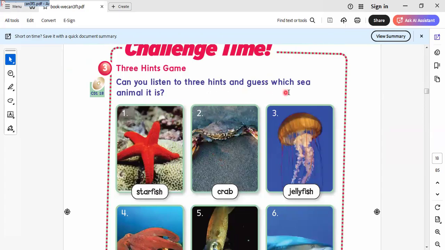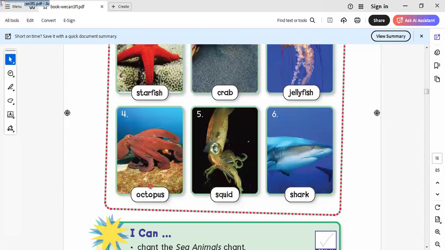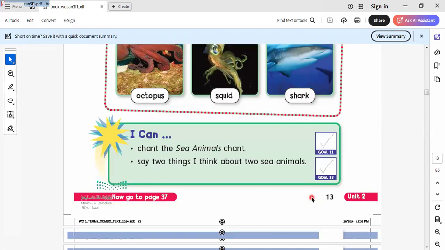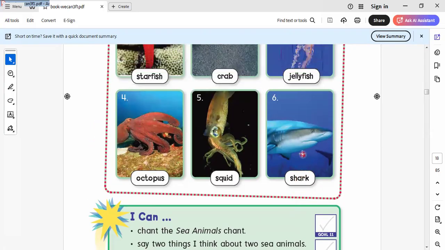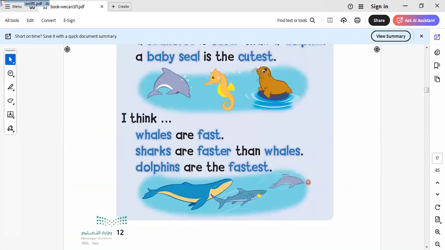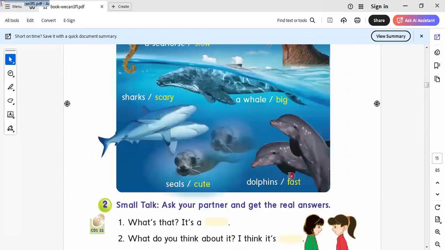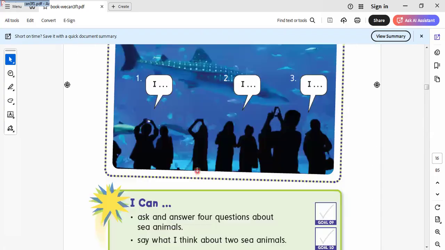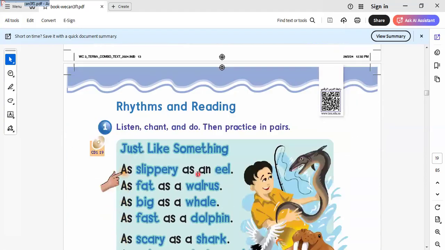Here is the challenge time. Can you listen to 3 hints and guess which sea animal it is? Here we have starfish, crab, jellyfish, octopus, squid, shark, all these kinds of animals. Say 2 things you think about the sea animals. You can say sharks are faster than wolves, or sharks are scary. If we want to describe the shark, I describe the shark as scary.